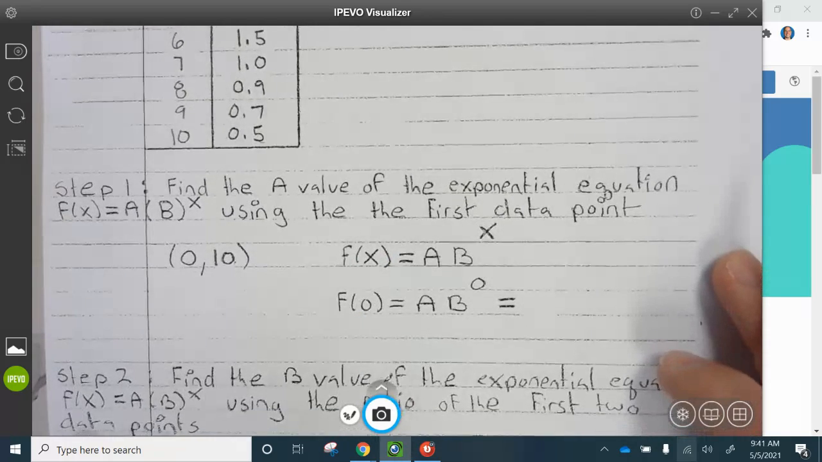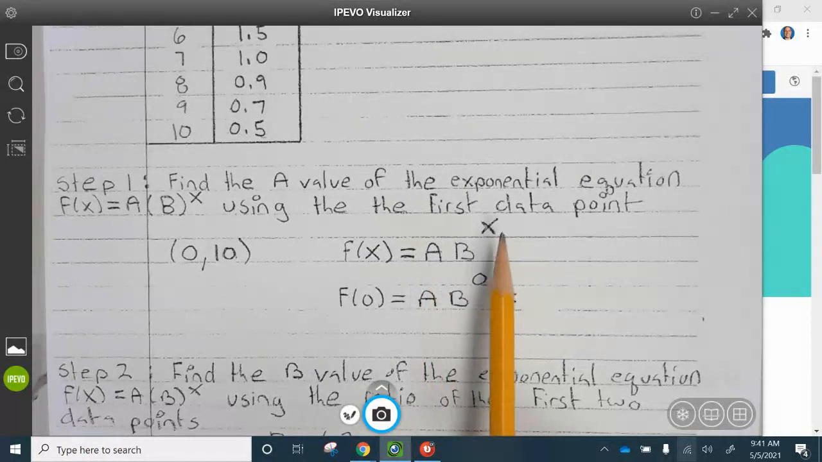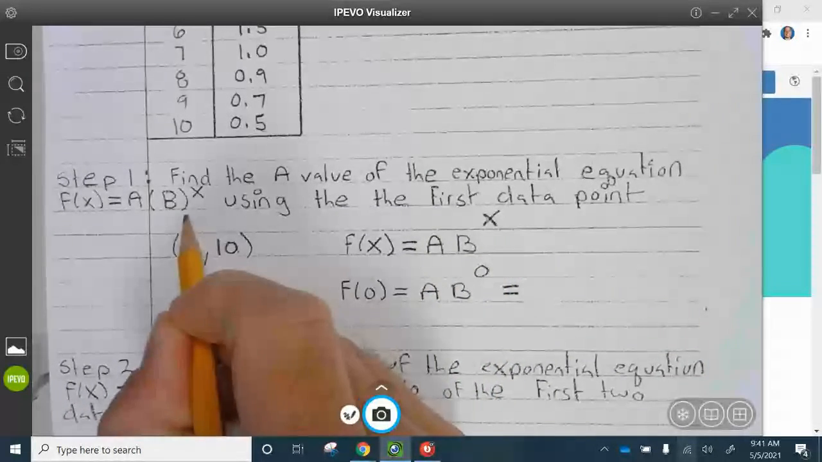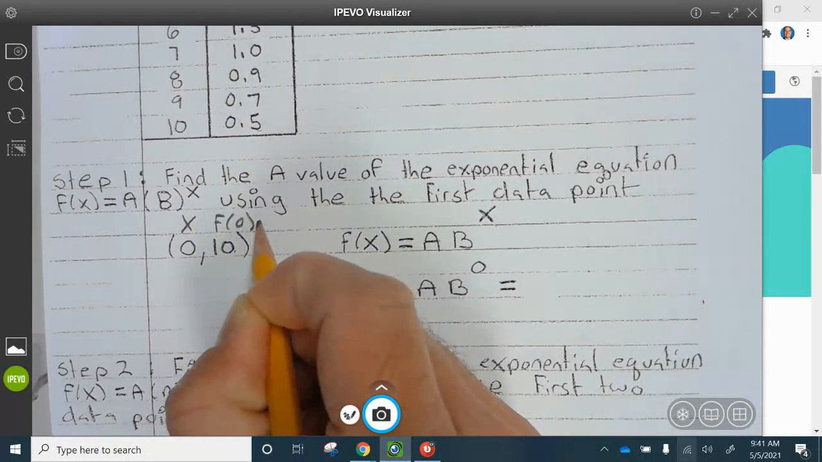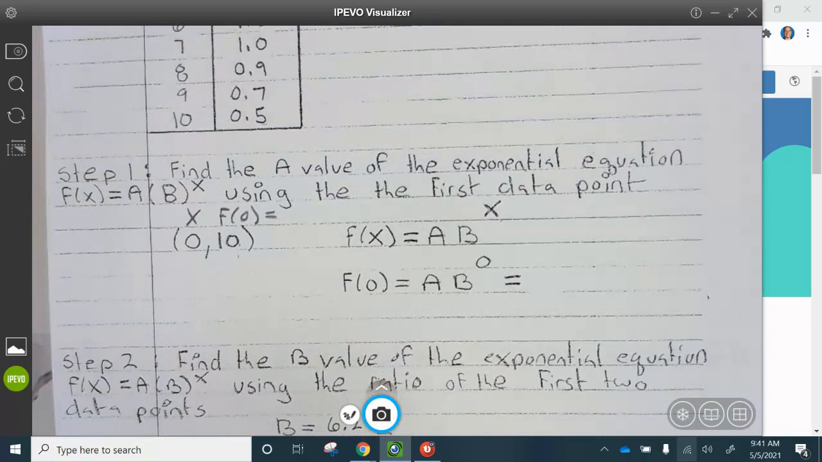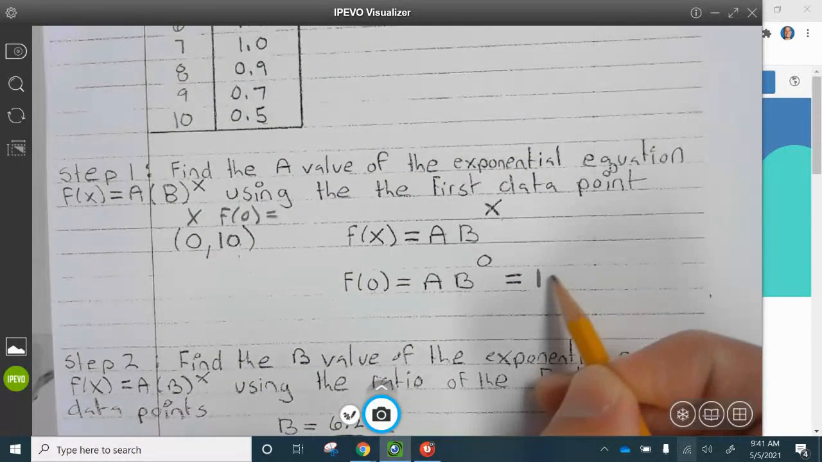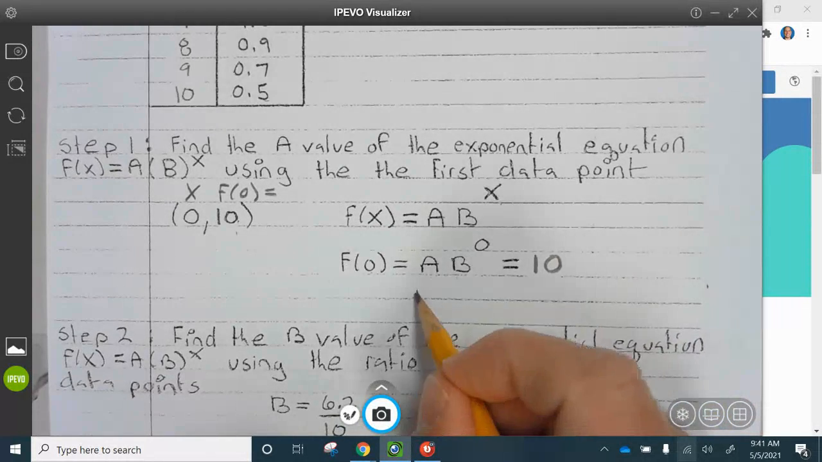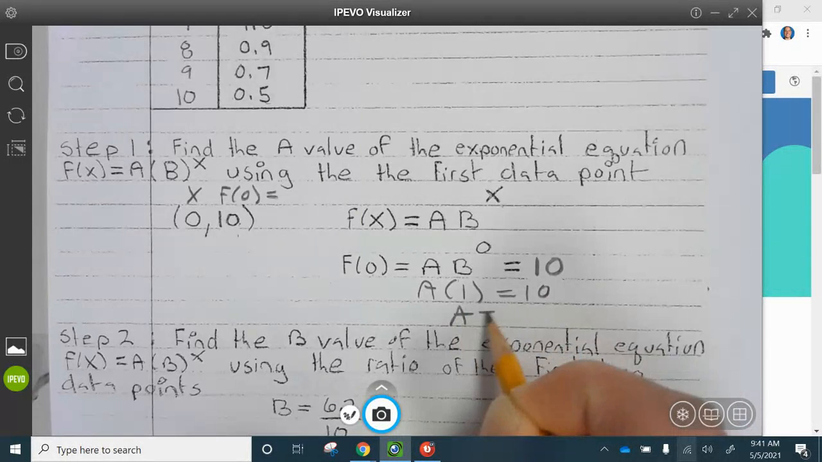Okay. Step 1, find the a value of the exponential equation f of x equals a times b to the x using the first data point, 0, 10. So we have f of x equals a times b to the x, where x is 0, and f of 0 equals 10. So f of 0 equals a times b to the 0, which equals 10. Well, b to the 0 is 1, so a times 1 equals 10, so a equals 10.